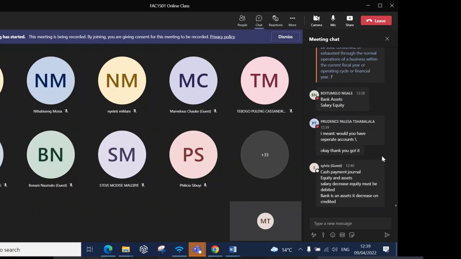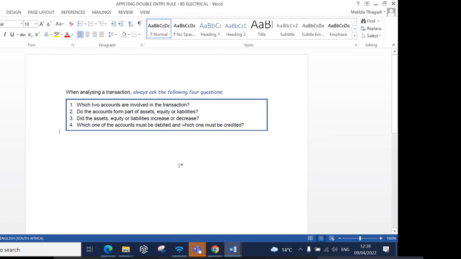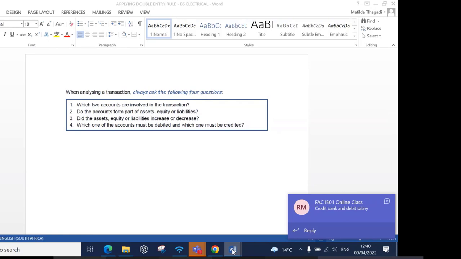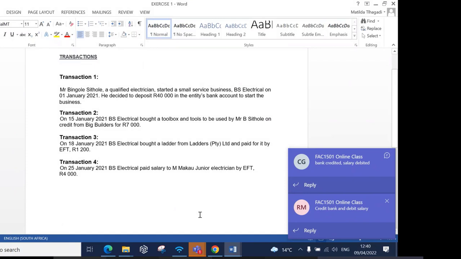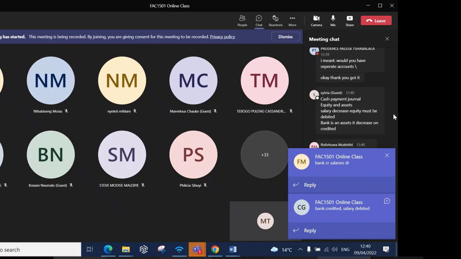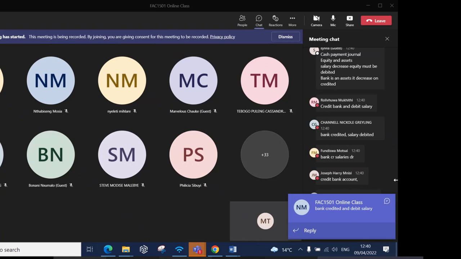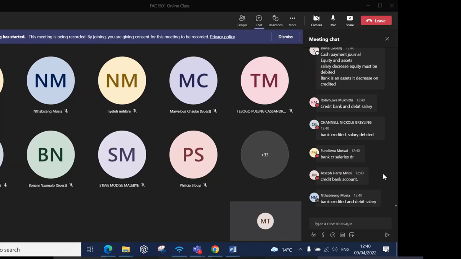Let's look at the last one: which account must be debited and which account must be credited in the general ledger and the trial balance? Credit bank and debit salary. Yes, Chanel. Joseph is saying credit bank account. Yes, bank credit, salaries debit. Yes, guys.